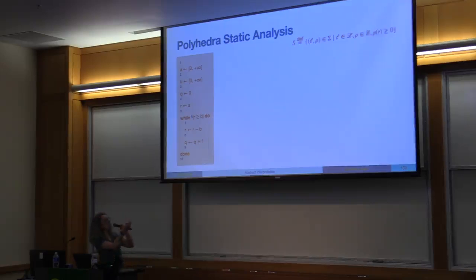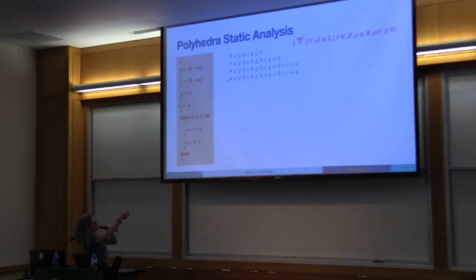This is the same program computing the modulo, and we still want to prove the state property that r is always greater or equal than 0. So we start again at program point 3. Here the polyhedra that we have basically says that a is greater or equal than 0, and b is greater or equal than 0. At the next step, we add a constraint that says that q is equal to 0. This is because of this assignment here. Next step, we add this other constraint that r is equal to a.